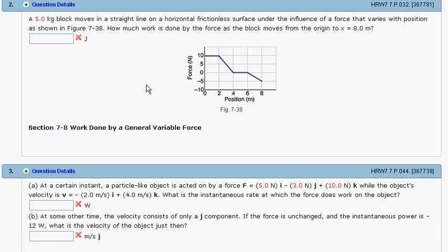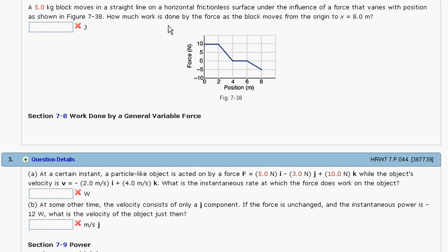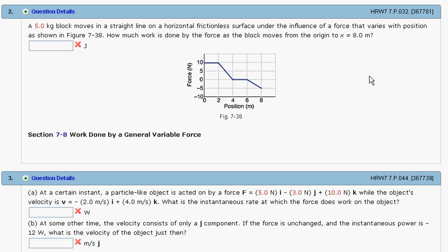Okay, for question 2, we have a 5 kilogram block that is moving in a straight line on a horizontal frictionless surface under the influence of a force that varies with its position, blah, blah, blah. How much work is done by the force as the block moves from the origin to 8.0 meters? So it's starting here, and it's moving up to 8.0 meters. So how much work is done by this force?